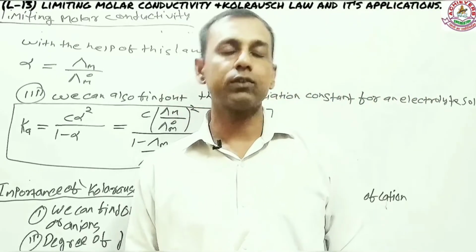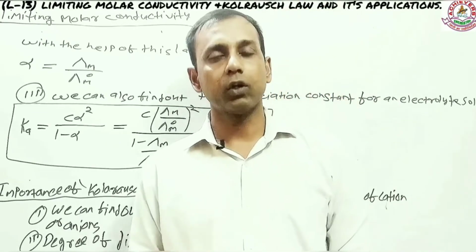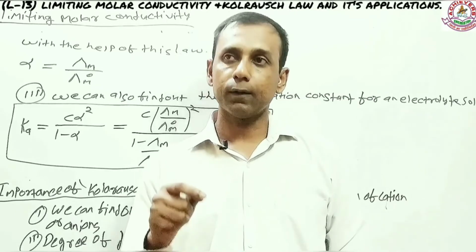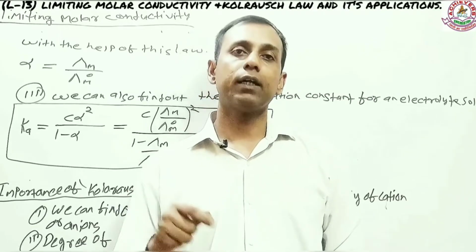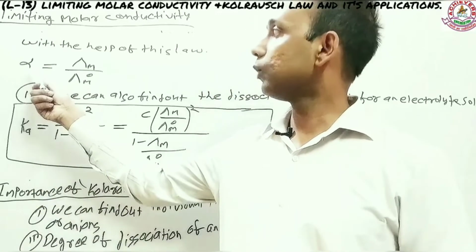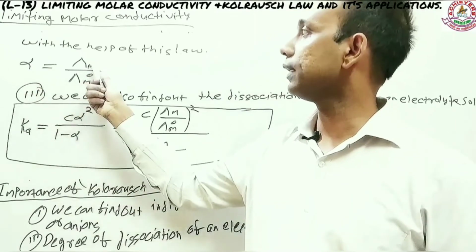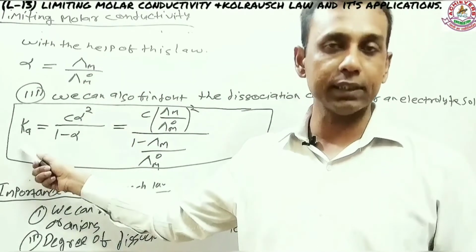Now the third thing I mentioned, what is the importance of the Kohlrausch law? With Kohlrausch law we can find out the limiting molar conductivity of individual ions. Second, we can find out the degree of dissociation, which is alpha here. What is the formula for alpha? Alpha is equal to molar conductivity upon limiting molar conductivity. And then we can find out the degree of dissociation.